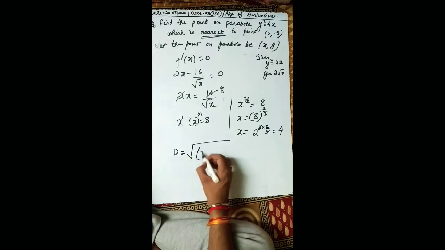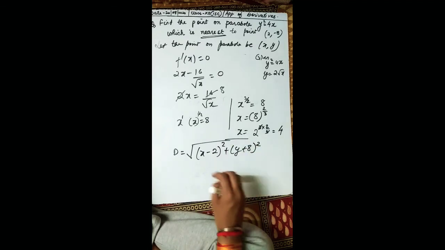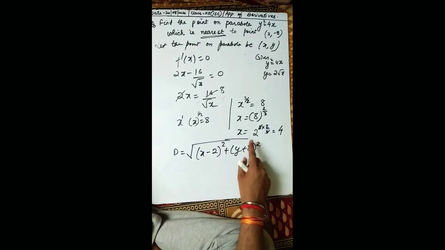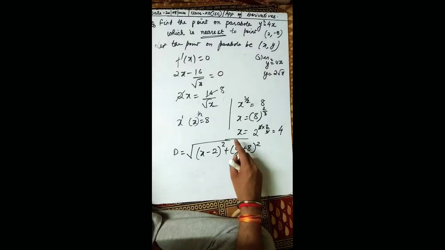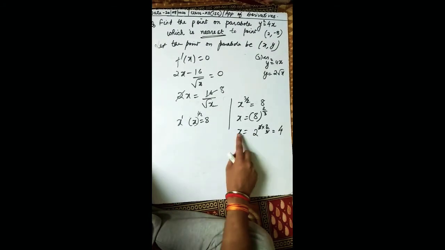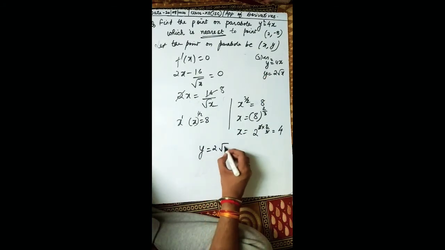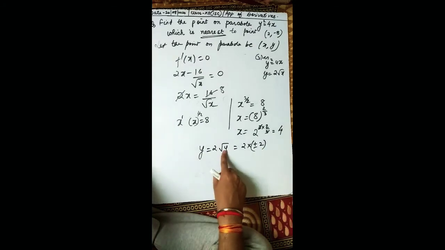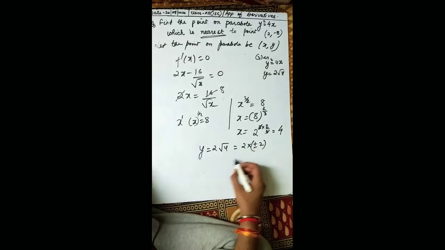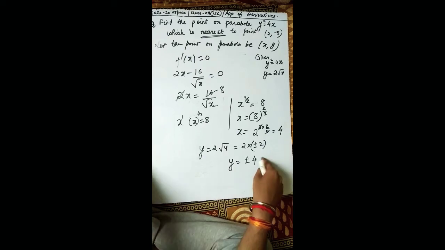That means the main equation D, x minus 2 the whole square plus 4y plus 8 the whole square. So if x equal to 4, then what will be your y? Just wait, here x is equal to 4, just put here. So y is equal to 2 root 4, which is 2 into plus minus 2. Alright, because when the 4 comes out from the root, it will be plus minus 2. That means we have to accept both the values, because in coordinate geometry we take plus also and negative also.